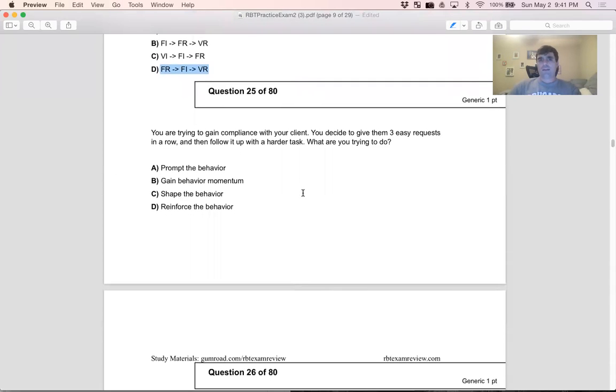All right. You're trying to gain compliance with your client. You decide to give them 3 easy requests in a row and then follow it up with a harder task. What are you trying to do? Okay, so your client is having a tough day, or you're new to your client, or you're trying to teach a new skill, and you have to gain compliance some way. Okay, so you tell them clap your hands, touch your nose, touch your head. What's 2 plus 2? Okay, so 3 easy requests and a harder task.